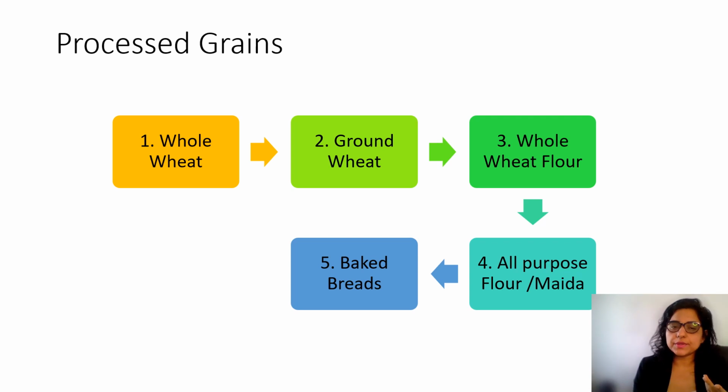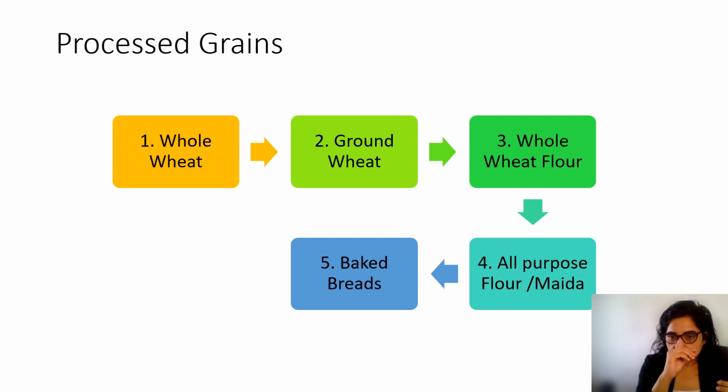Similar story goes with processed grains. So we have whole wheat, we grind it in the chakkis, and sometimes we remove the husk out of it to get the nice looking white finished roti flour, which is the whole wheat flour, and we further refine it to make the all-purpose flour, which is maida, again used for baked goods, and then we use this all-purpose maida for our breads and cookies and cakes and so on and so forth.